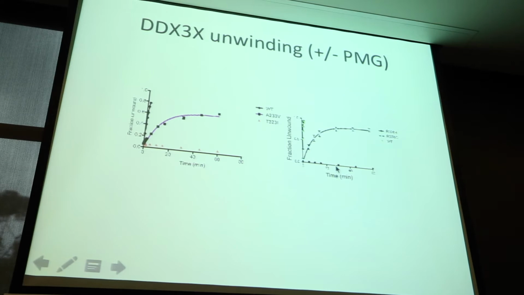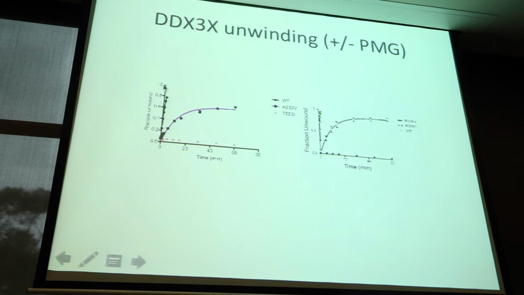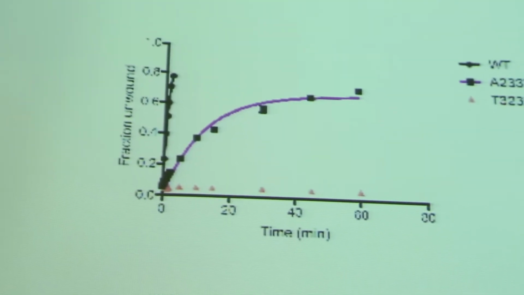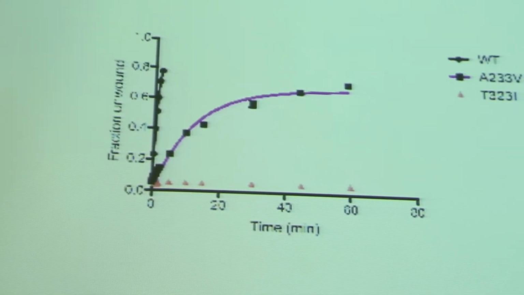Okay. And so that's what these diagrams are showing us. The dotted black line is control, and it goes from 0, it says fraction unwound, to almost 100% in under a minute or two. So that's what the normal protein's supposed to do. It works really fast. It's in part regulating cell activity.